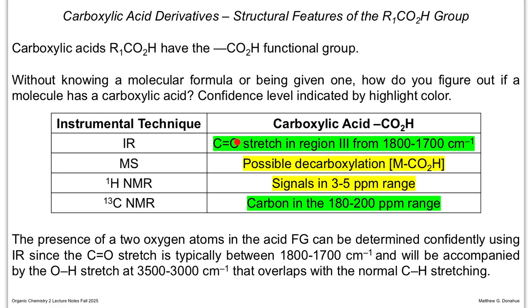In IR, it's pretty easy to tell if you have the acid in there because the carbonyl stretch will be accompanied by the alcohol OH stretch that looks very unique. In carbon NMR, you'll have that sp2 hybridized carbon in that region. Mass spec and proton NMR are a little bit more difficult because you don't necessarily always see the H of the OH in a carboxylic acid.